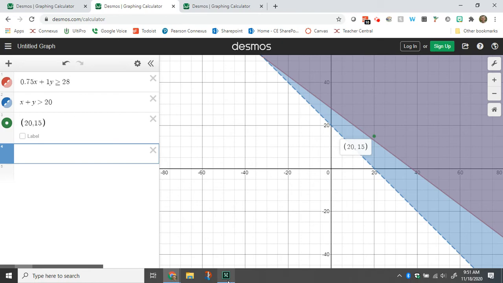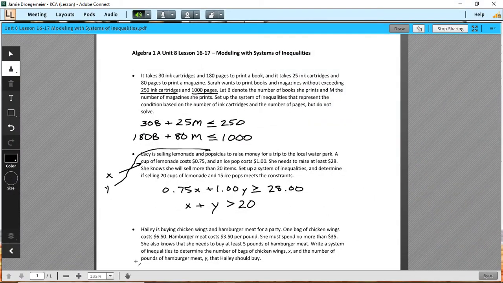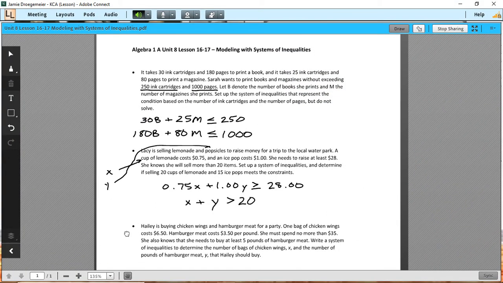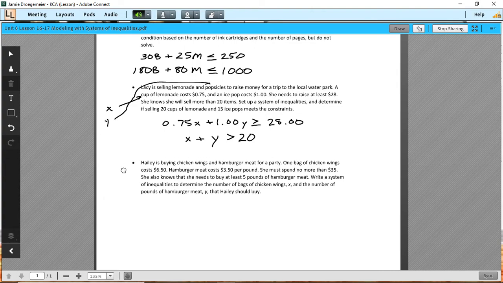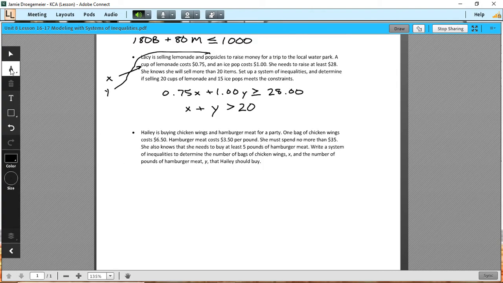All right, last one then. It says, Haley is buying chicken wings and hamburger meat for a party. One bag of chicken wings costs $6.50. Hamburger meat costs $3.50 per pound. She must spend no more than $35, and she also knows that she needs to buy at least 5 pounds of hamburger meat. So we want to write a system of inequalities, and then we're going to solve.